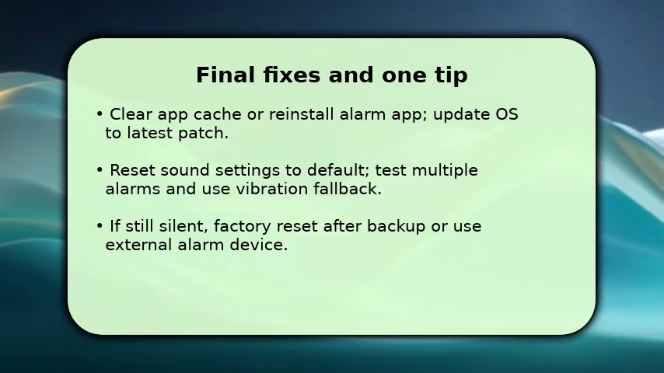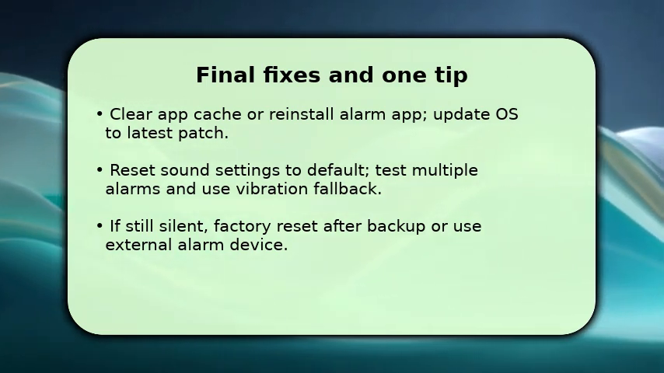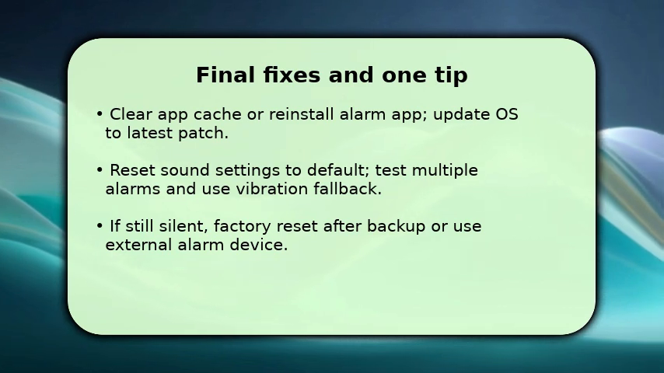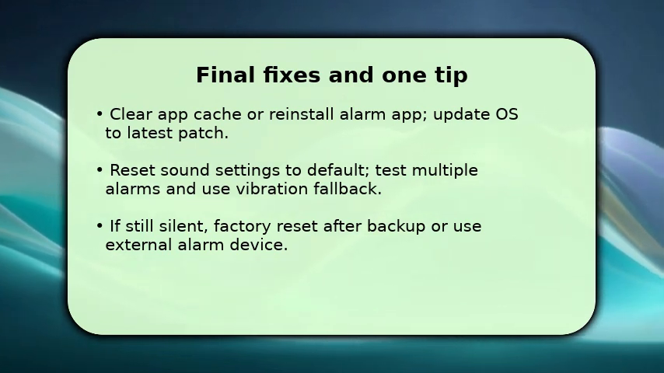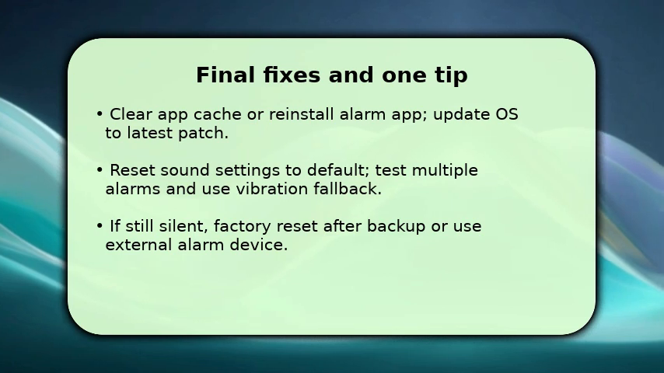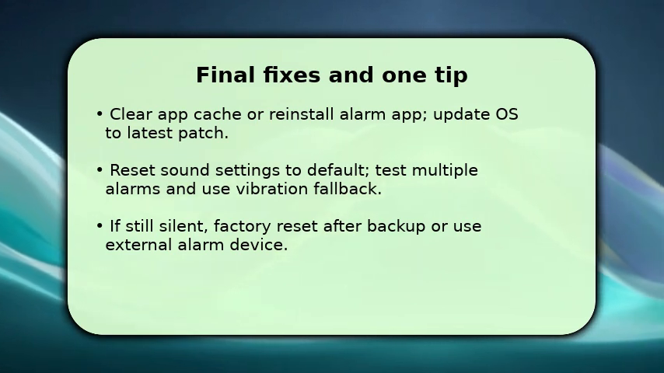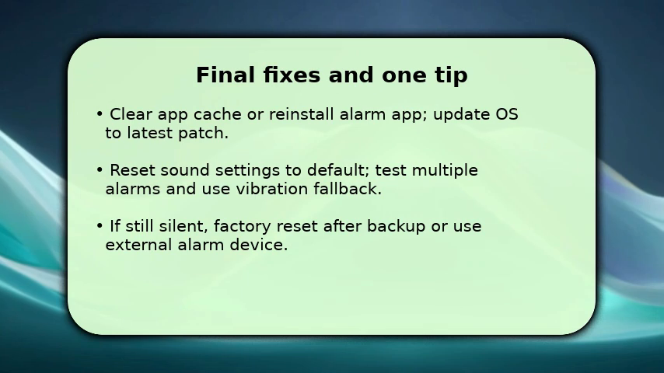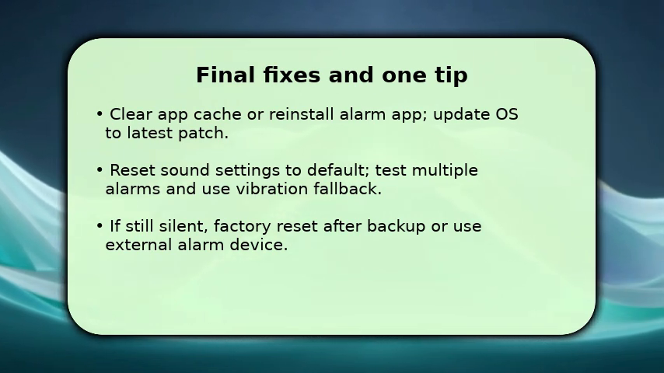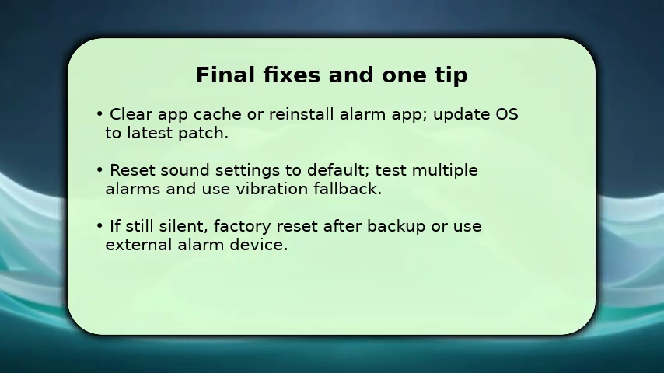Reset sound settings to defaults and reassign tones, and enable vibration as a backup while you test several alarms to confirm reliability. If problems persist, back up data and perform a factory reset. If you cannot reset immediately, use an external alarm device as a reliable temporary workaround.